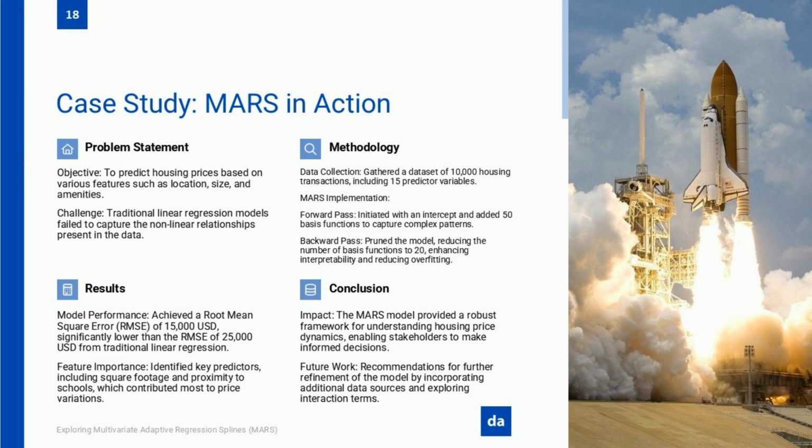By allowing the data to dictate where relationships changed, MARS created a more flexible, more accurate predictive model. It was able to detect interactions that standard regression models missed, proving once again that real-world data isn't always linear, and neither should our models be.